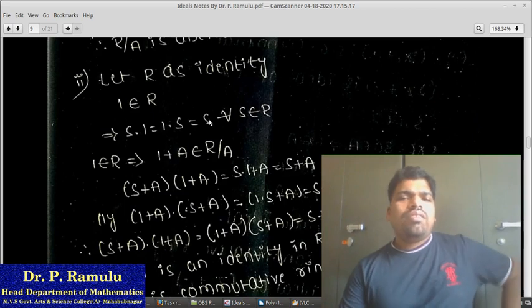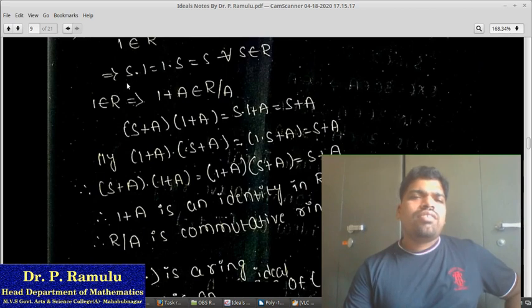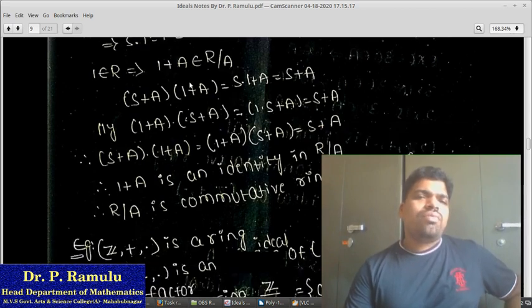Next I want to verify the unity. R is a commutative ring with unity, so you can write s into 1 equals 1 into s equals s for all s belonging to R. If 1 belongs to R, then 1 plus A belongs to R by A by the definition of quotient ring. I am verifying s plus A into 1 plus A equals s into 1 plus A. Since s into 1 equals s, by the above property this is s plus A.